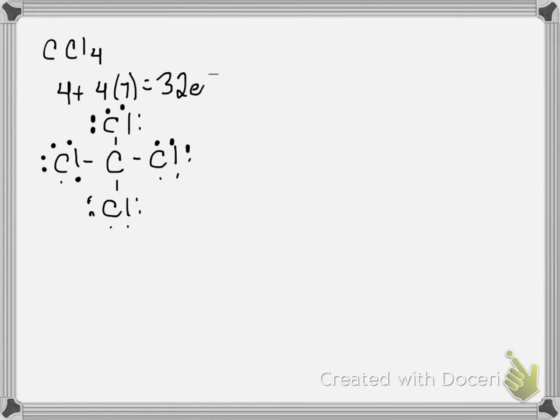If we look at one of the chlorines, we would see that there are 6 dots and then 1 dash. The 6 dots, there's 2 dots on the left, 2 dots on the top, 2 dots on the right. Those are 3 pairs of electrons, 3 lone pairs on that chlorine, and then 1 bonding pair, 1 pair of electrons that are part of the chemical bond.